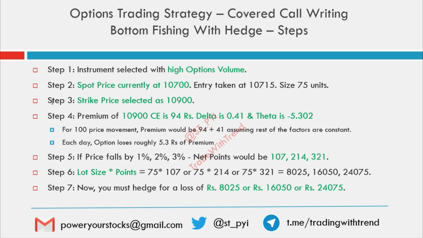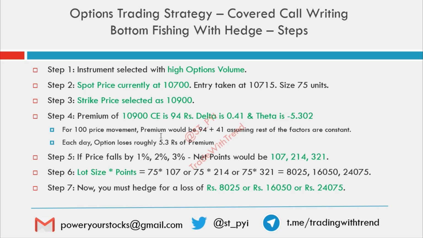Step 3 was strike price selection. Take a look at spot price. It is 10,700. Strike price, I had said, should be 1 or 2 strike prices away. In this particular case, I have taken 2 strike prices away. That is 10,900 call I'm willing to sell. So the premium of 10,900 call is 94.